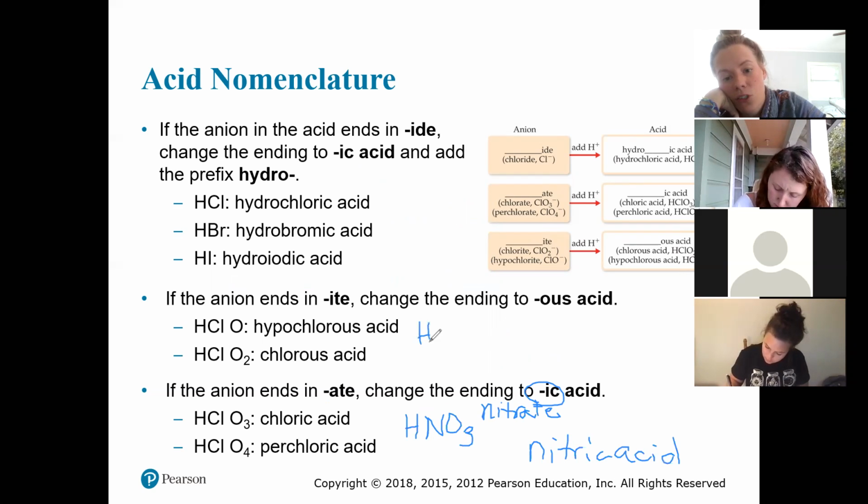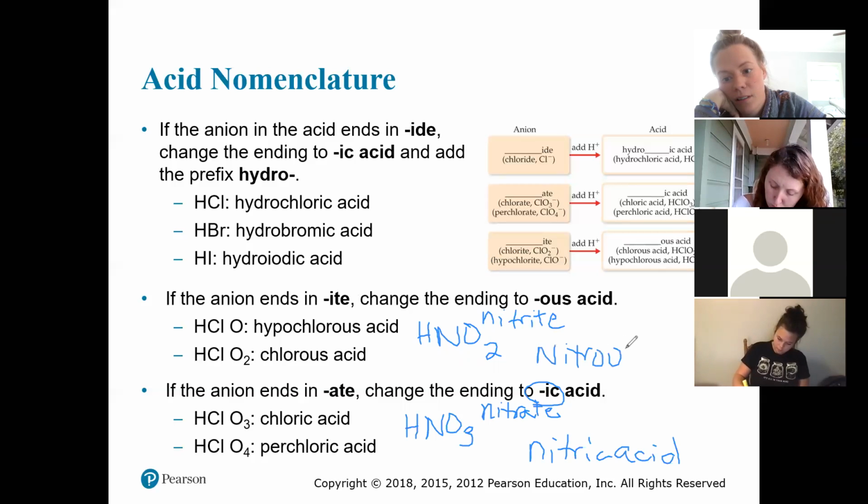If I had HNO2 instead, this is nitrite. Nitrite goes to ous. This becomes nitrous acid. Nitric acid, nitrous acid.